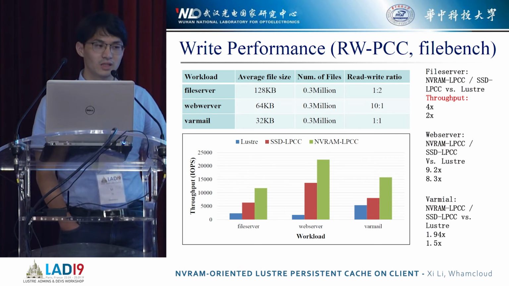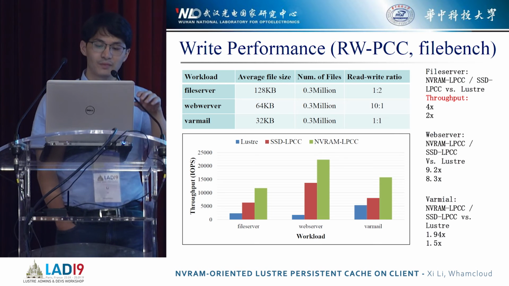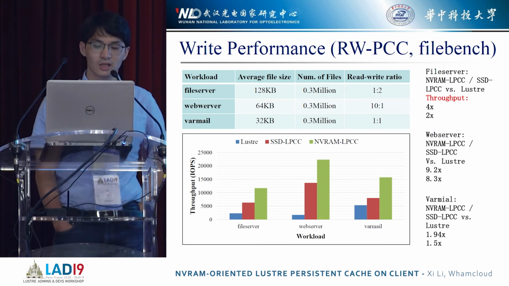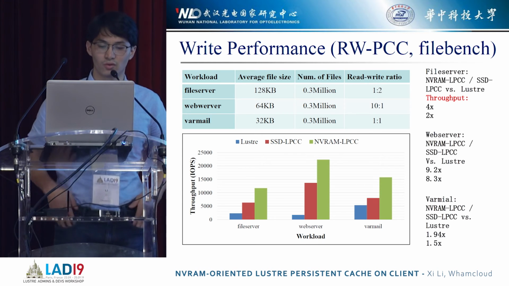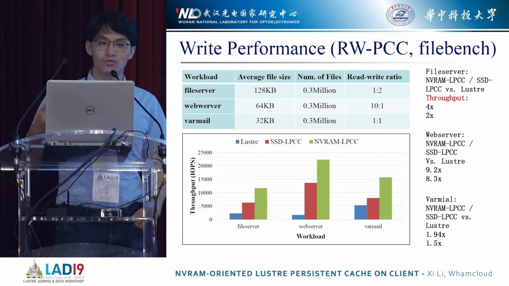The SSD LPCC means that we use ext4 and use SSD as the storage for LPCC. But the NVRAM LPCC means they use the Nova file system and use NVRAM as the storage type. So we can see the performance is improved when you use LPCC. But at the same time, if the storage type is different, the performance is different too. If you use NVRAM, the performance is much better than SSD.